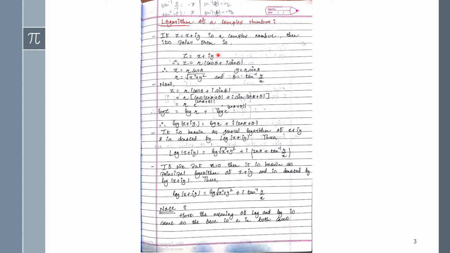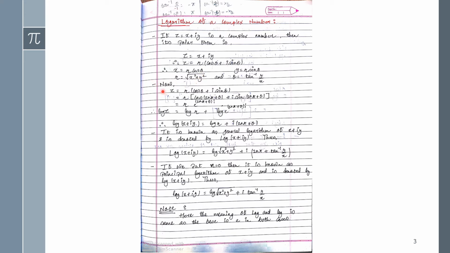So in place of this we can apply z equals r of cos theta plus i sin theta, that is, r cis theta, right? Where x equals r cos theta and y equals r sin theta, where r equals under root of x square plus y square, and theta equals tan inverse y upon x. So first of all you have to write this for your information, for the knowledge.